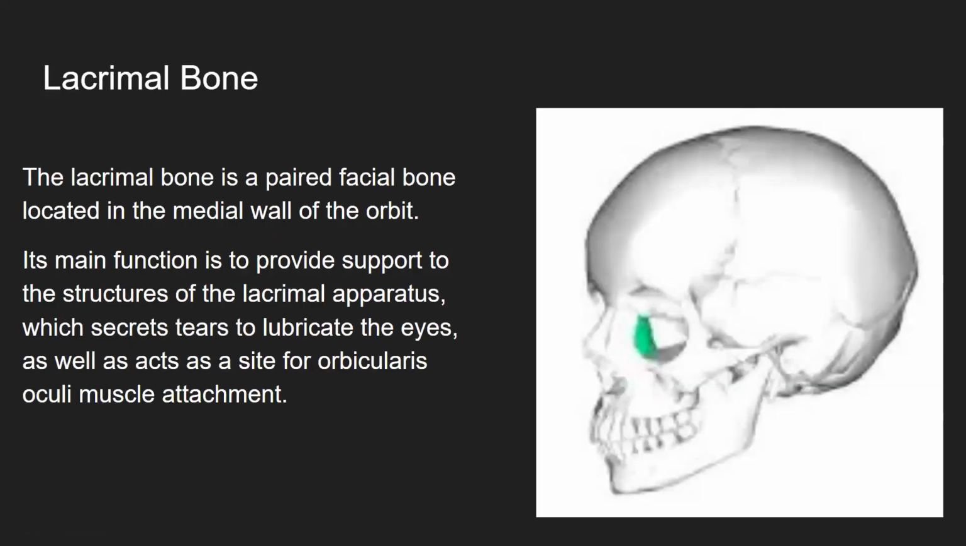So this is the lacrimal bone. You can see it here, it's green. The lacrimal bone is a paired facial bone located in the medial wall of the orbit. Its main function is to provide support to the structures of the lacrimal apparatus, which secretes tears to lubricate the eyes, as well as acts as a site for orbicularis oculi muscle attachment.